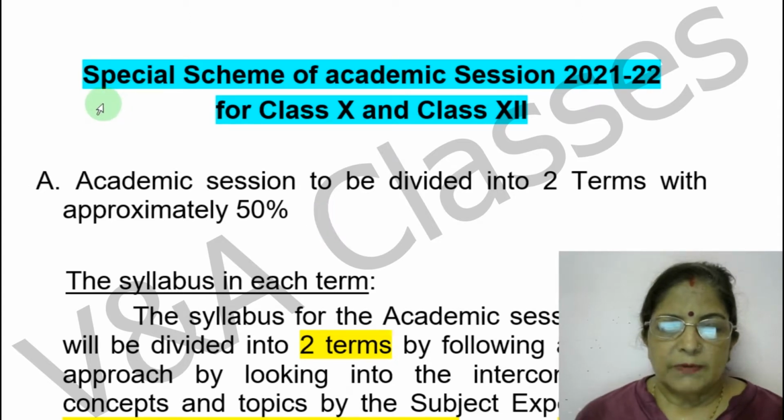In this video, we will discuss a special scheme of academic session 2021-22 for class 10th and class 12th. ये स्पेशल स्कीम बोर्ड के द्वारा क्लास 10th और 12th को प्रोवाइड किया जा रहा है.